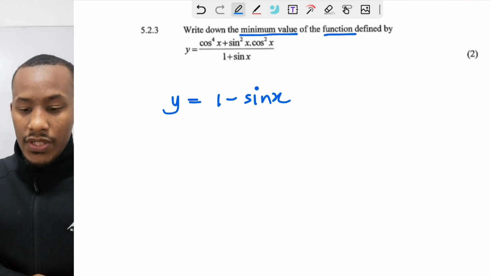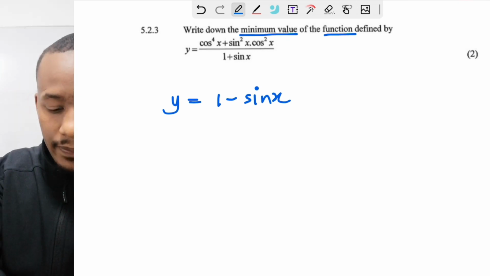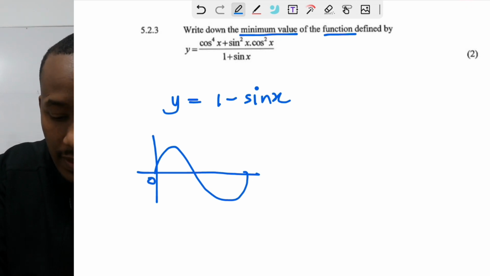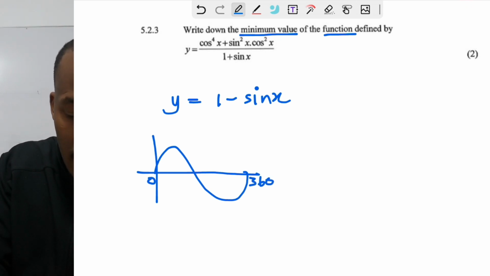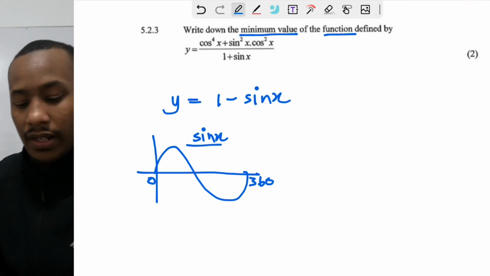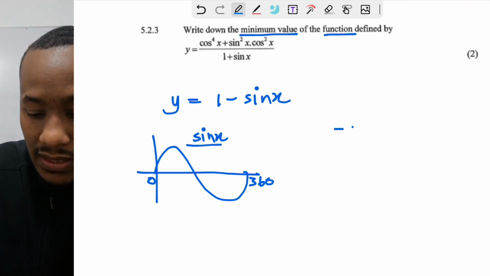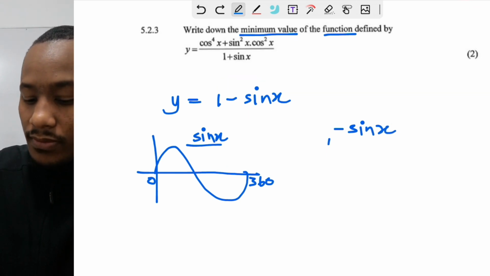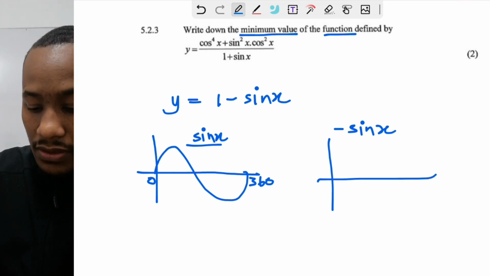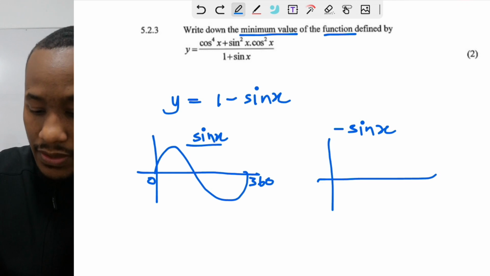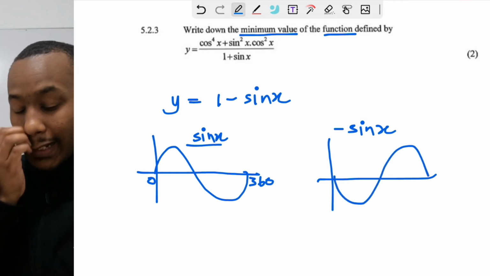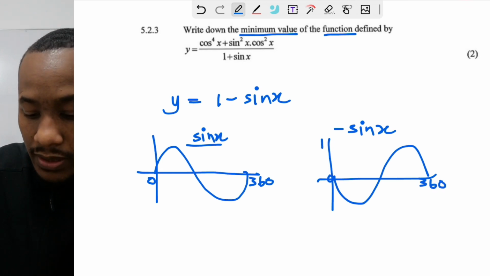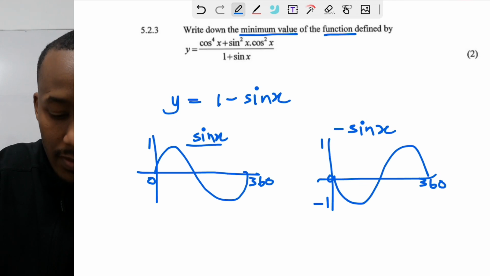Okay, so let's recap. The sine x function goes like this, starting at 0, ending at 360. This is for the sine x graph. Okay, just sine x. If it was negative sine x, which as we can see here, there is a negative sine x, the graph actually goes down first and then up. So it first goes down, reaching the minimum first and then the maximum. Also 0 to 360, amplitude 1, which means maximum of 1, minimum of negative 1.